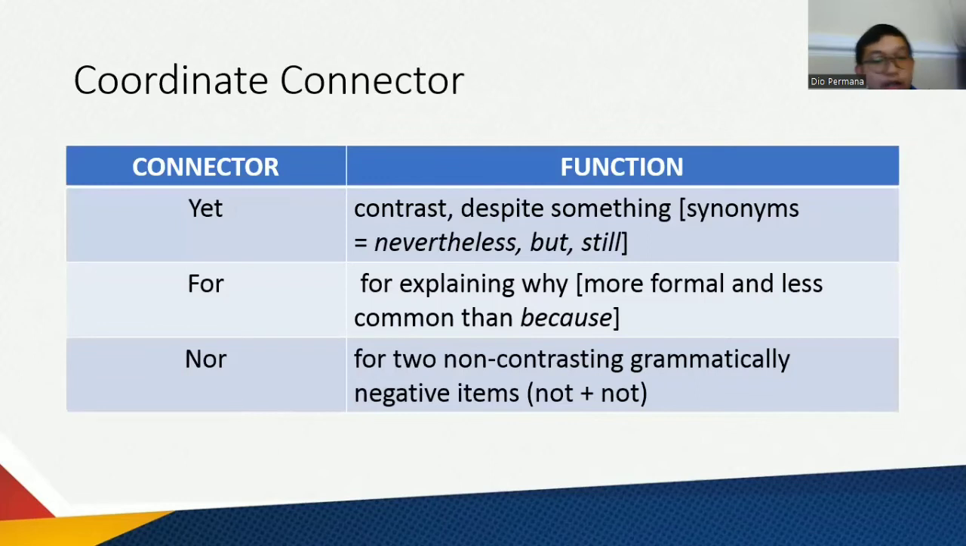Now this is the continuation of the last week's material. We have three more connectors: yet, for, and nor. Yet is a contrast, meaning despite something. Its synonyms are nevertheless, but, and still. Kurang lebih konektor yet ini sama dengan but, artinya untuk yang kontradiktif.